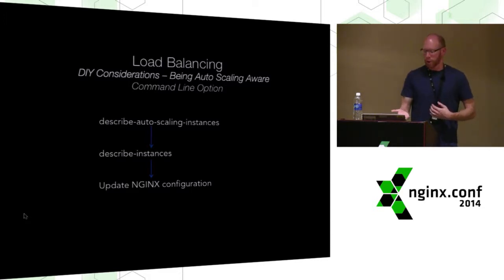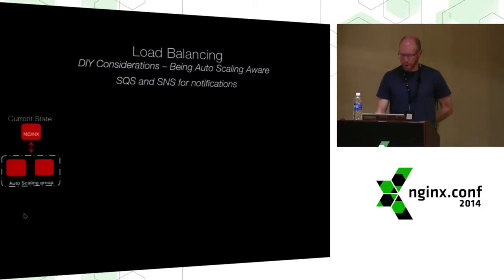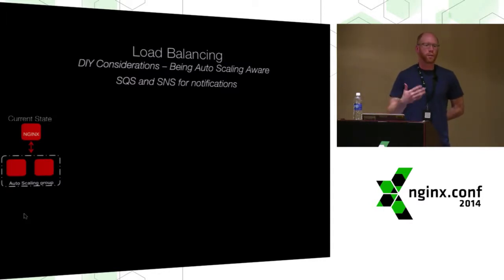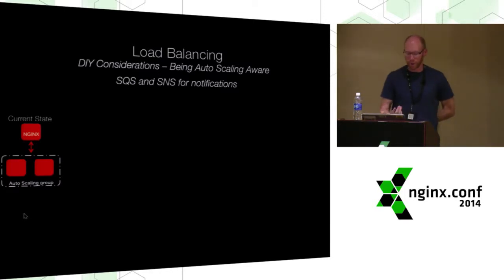We've also got several software development kits, Ruby, Python, and Java, that you can use instead of the command line option if you want to do these same things. The other option is really using our queuing and notification service to give your Nginx instance awareness that things are coming or going from the auto-scaling fleet. So in this case, we've got our current state: Nginx serving up traffic to a couple of other instances in an auto-scaling group.